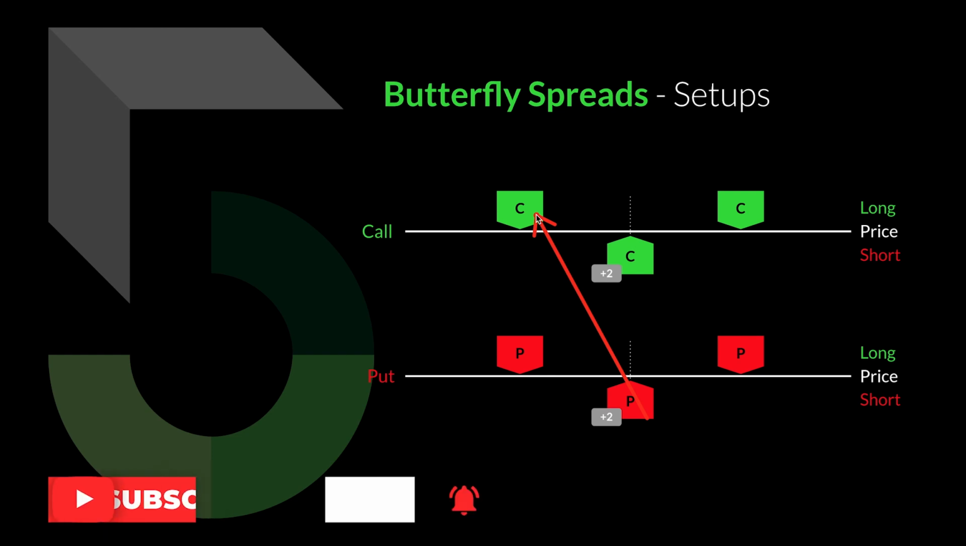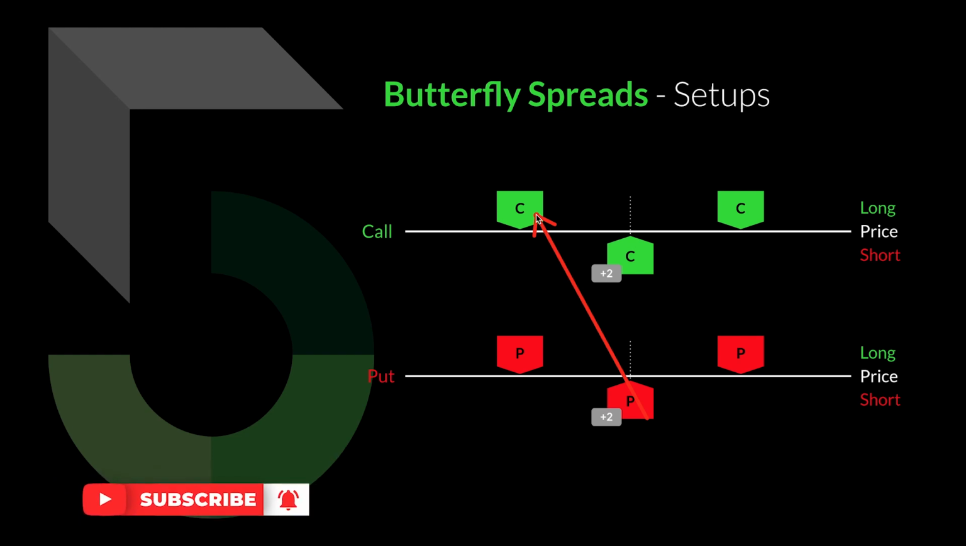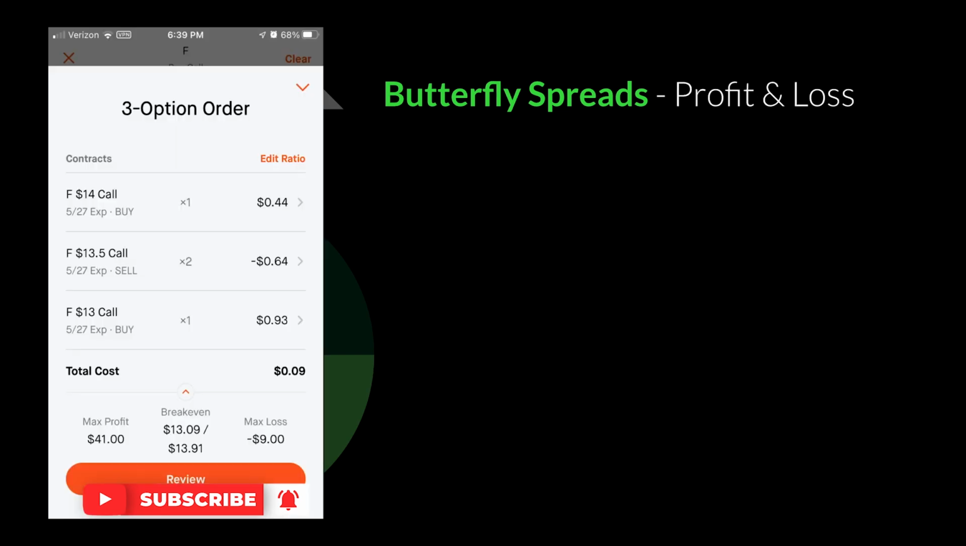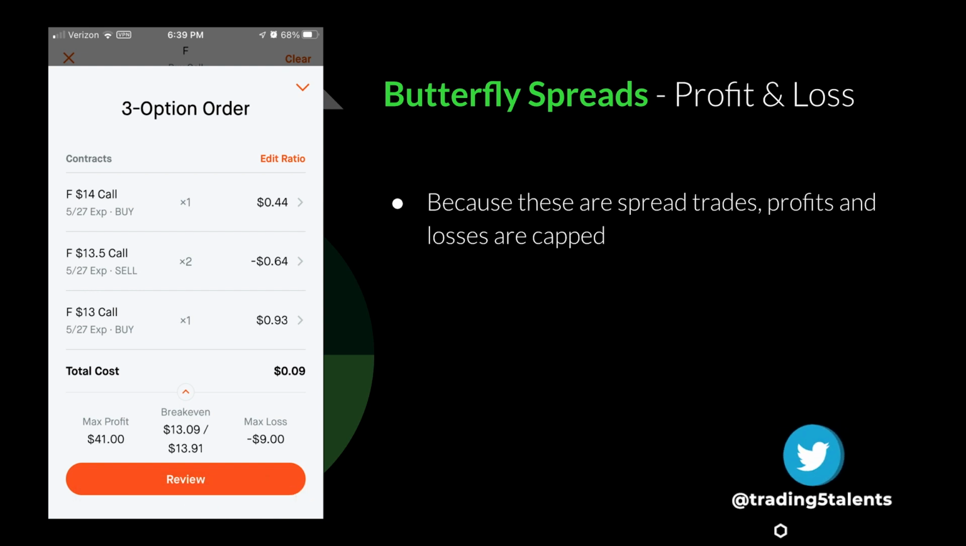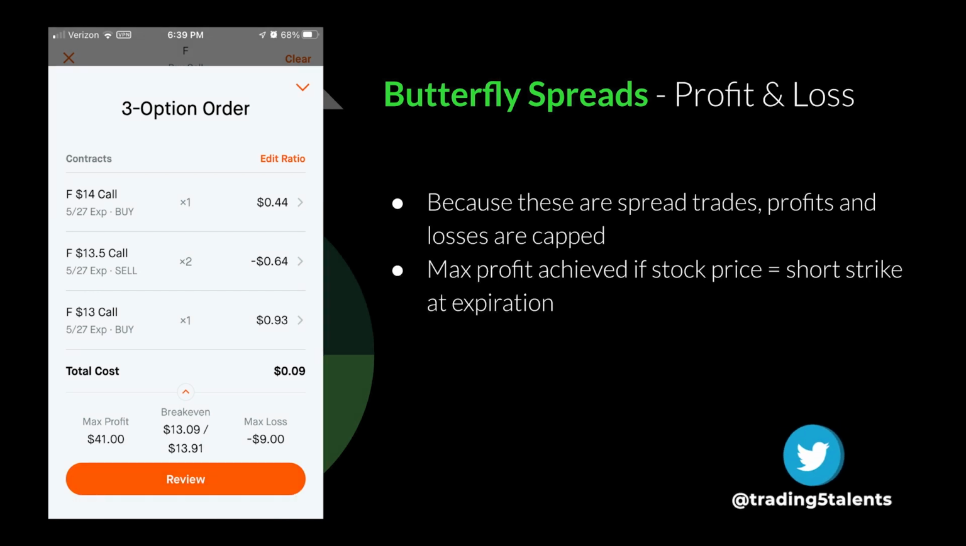So where does the butterfly spread profit? Where does it lose? Well, let's go back to our Ford example. And once again, just like all the other spreads that we've discussed, the profits and losses are going to be capped. And the max profit that you're going to receive on a butterfly spread is if the stock price equals the short price at expiration. So that's the best case scenario. Stock price is equivalent to the short body of your butterfly spread at expiration.